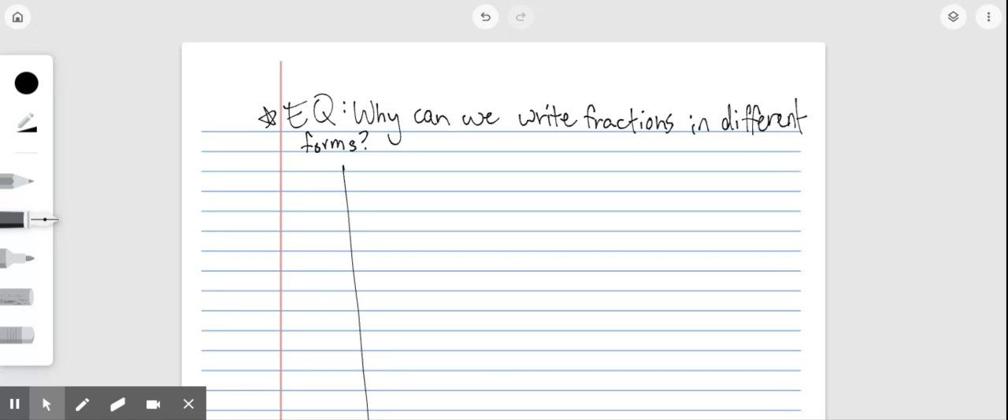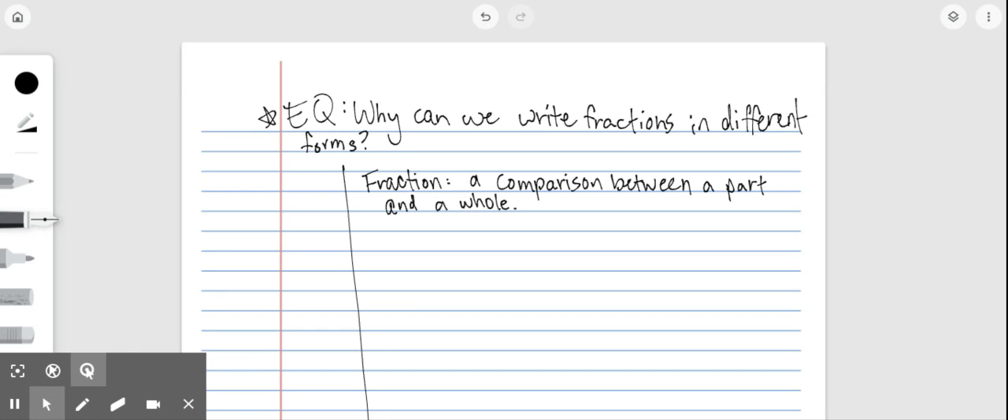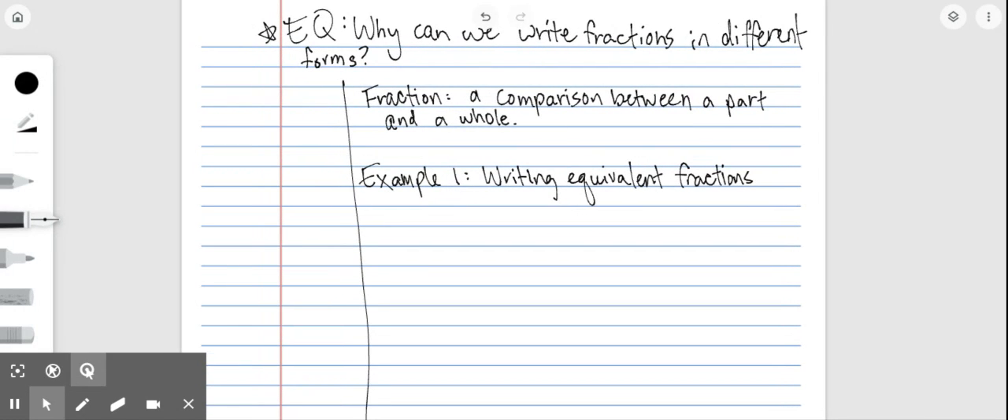So we're going to recall what a fraction is. A fraction, remember, is a comparison between a part and a whole. Okay, and it's got a numerator and a denominator. Now, fractions, let's start with Example 1, writing equivalent fractions.